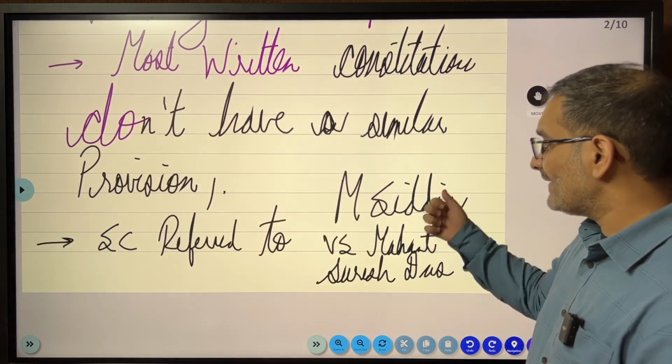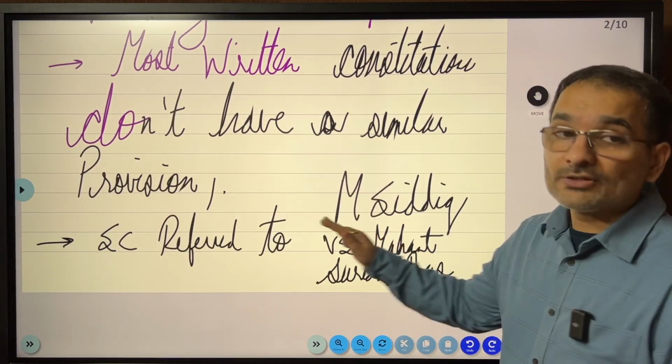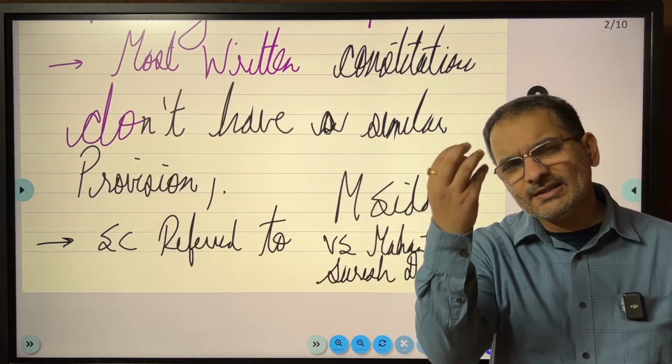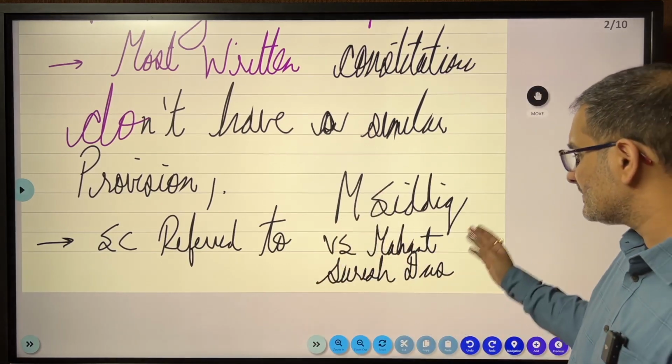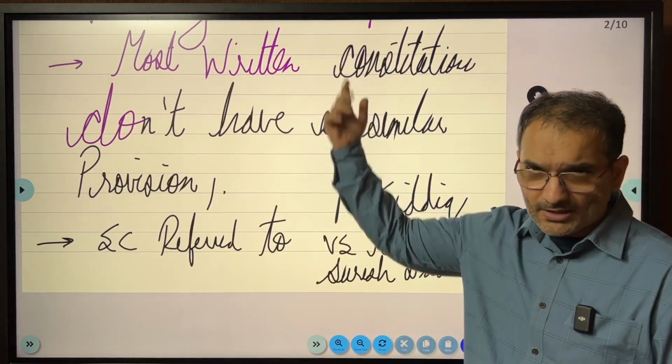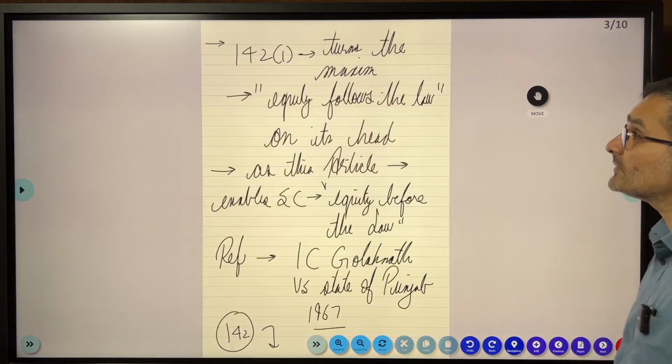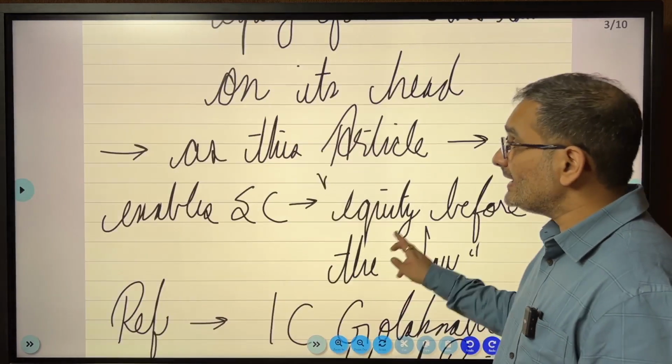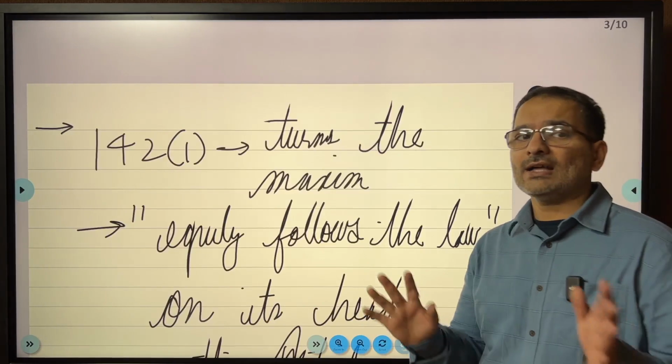All right, so you don't have a similar provision. The Supreme Court referred to the Ram Mandir case, whose name you should always remember for any law interest: Mohammed Siddiq versus Mahant Suresh Das, in which I have told you how Article 142 was used. Now in CLAT PG, they love to ask such questions.